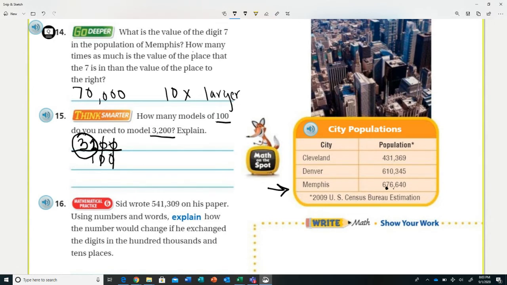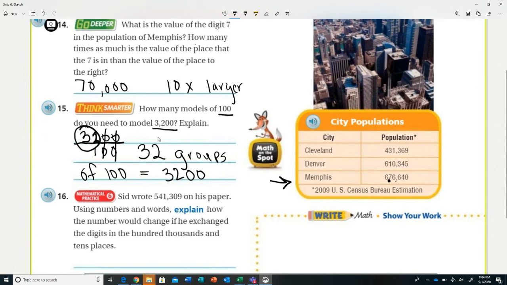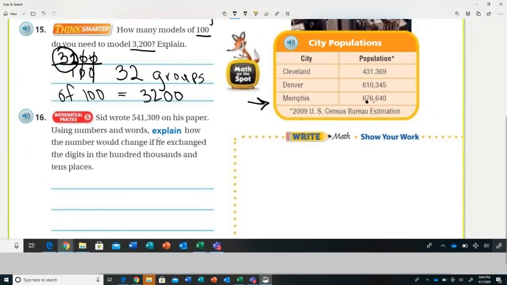I'm going to circle what's left of my top, and that's going to give me 32. And you need 32 groups of 100. How many models of 100? 32 groups of 100 equals 3,200. Notice how that 32 is related to 3,200. You can see that 32 already in that number. Moving on to question 16.